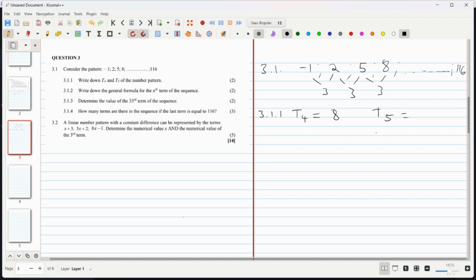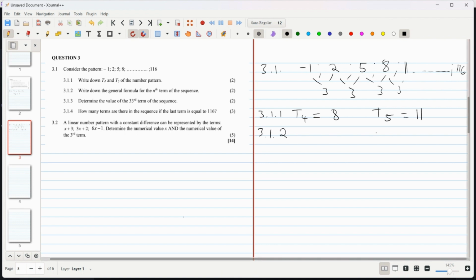So if we have to find the next term here, we need to add this 3 to 8. There is a constant difference of 3, so for the next term we need to add 8 plus 3, which is 11. So the next term has to be 11. Term number 5 will be 11, right?